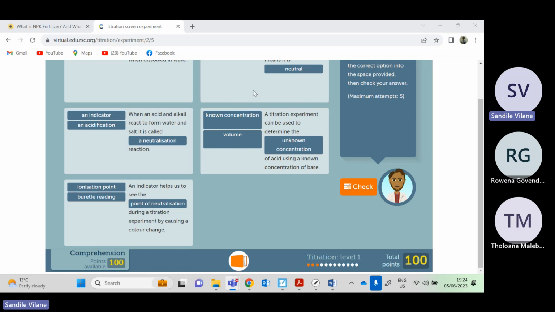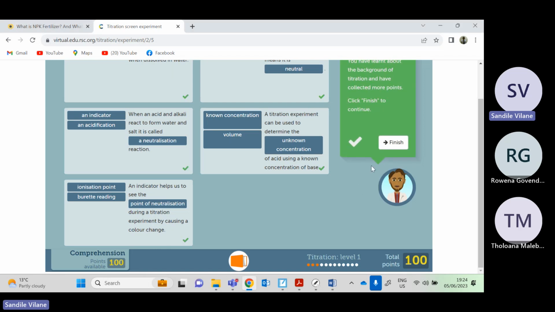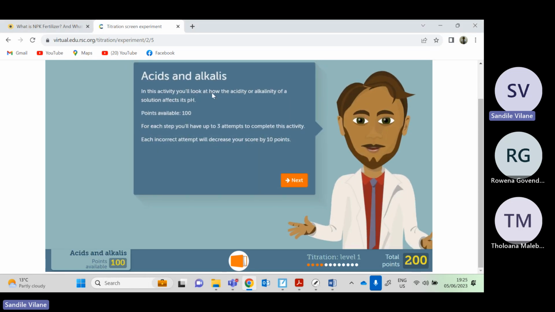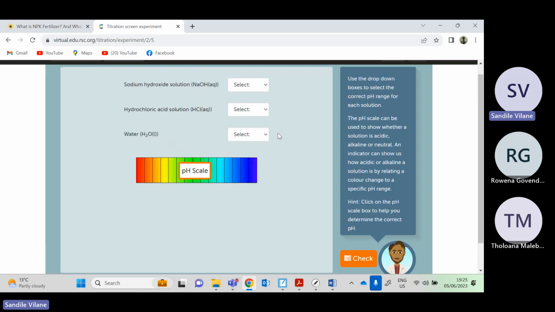So this was the next activity, and then you can check. I'm going to share this link so that you can also do these activities. Next activity: you'll have to look at how acidic or alkaline a solution is and how that affects its pH. Okay, let's look at that.